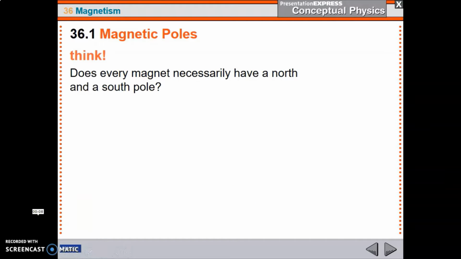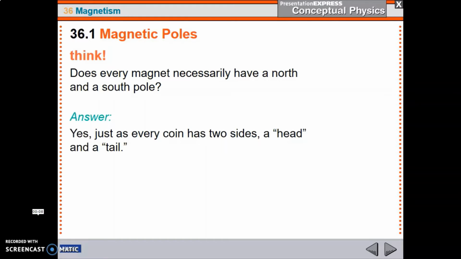Does every magnet necessarily have a north and a south pole? Yes, just as every coin has 2 sides, a head and a tail.